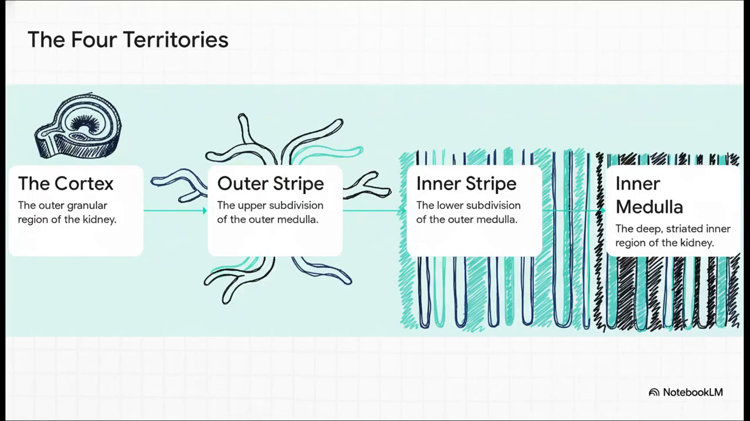So just to lock it in, here are our 4 critical territories. We've got the cortex at the top, then the outer medulla, which remember is split into the outer stripe and the inner stripe, and finally the inner medulla at the very bottom. Why does this matter? Because each zone has a totally unique population of nephron parts. So let's fire up the quiz and find out who lives where.